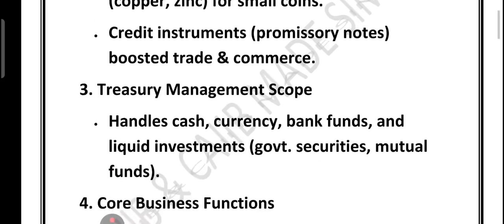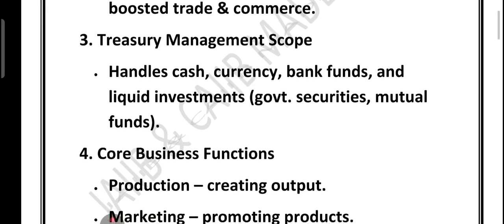Now, if we talk about the scope of treasury management, it covers everything related to cash, currency, bank funds, and liquid investments like government securities or mutual funds.